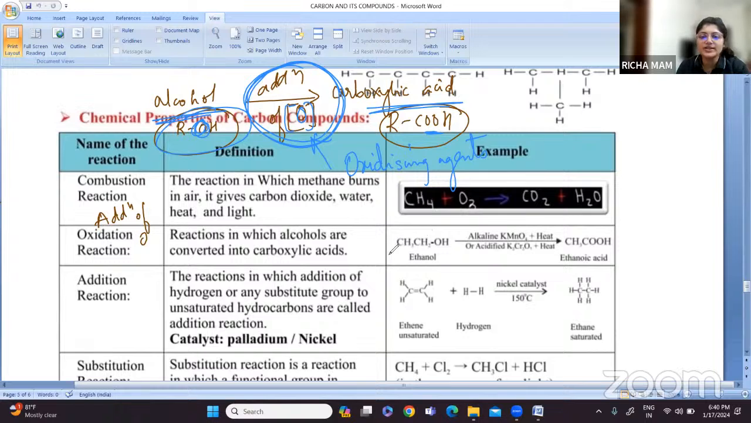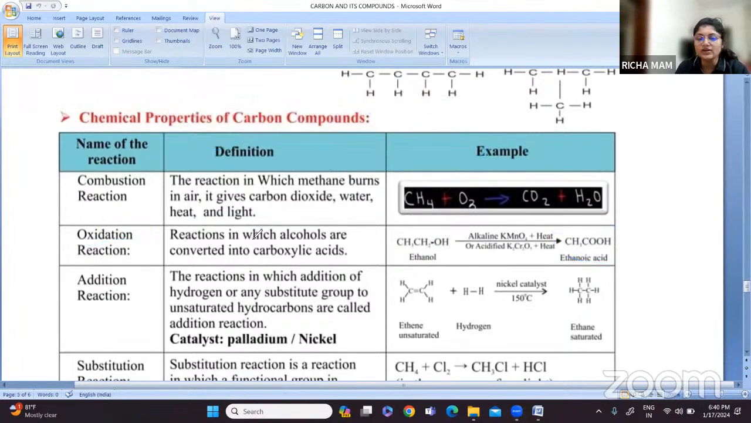You can see an example is given. Ethanol is converted into ethanoic acid. This is the oxidation reaction. We are converting alcohols to carboxylic acid, making use of an oxidizing agent. Please remember this oxidizing agent: KMnO4 is potassium permanganate and K2Cr2O7 is potassium dichromate.